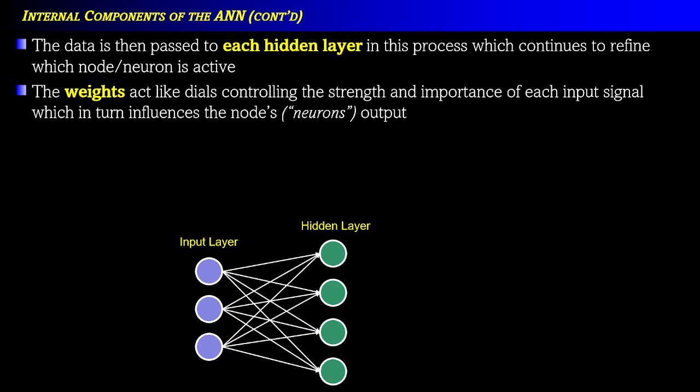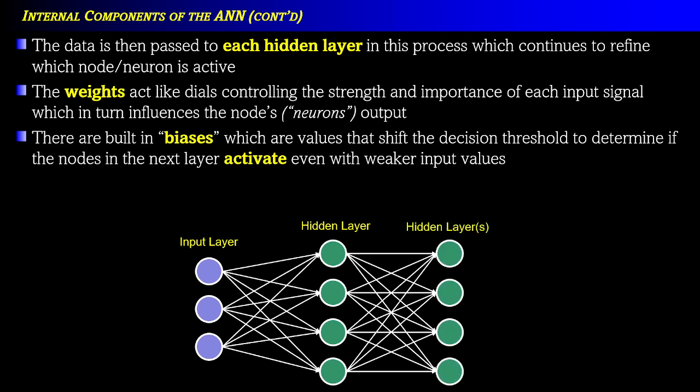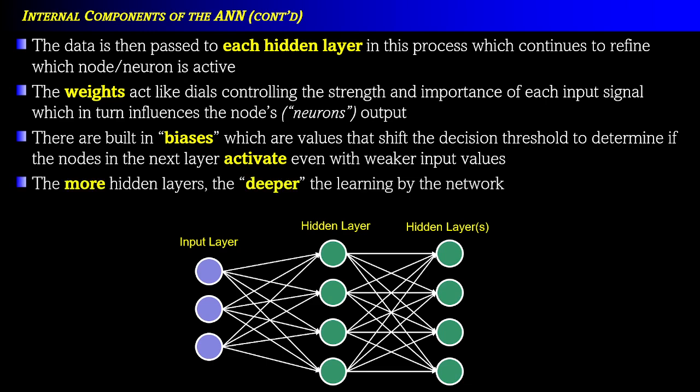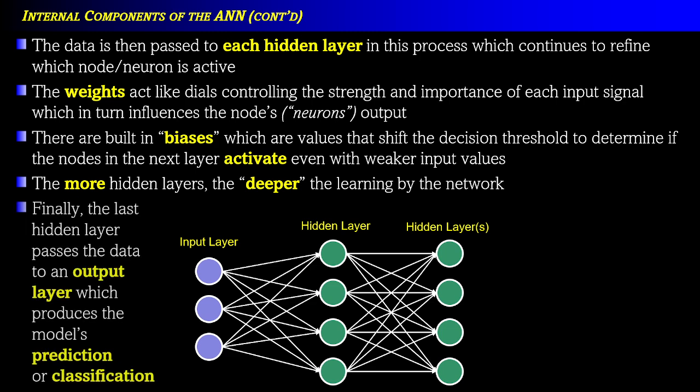So these weights will act like dials that control the strength and the importance of each input signal, which in turn influences the node's or the neuron's output signal. Those built-in biases are values that shift the decision threshold to determine whether or not the inputs sum up. The bias can affect whether or not the nodes in the next layer activate, even with weaker input values. So the bias is yet another thing to factor in. The more hidden layers, the deeper the learning by the network.